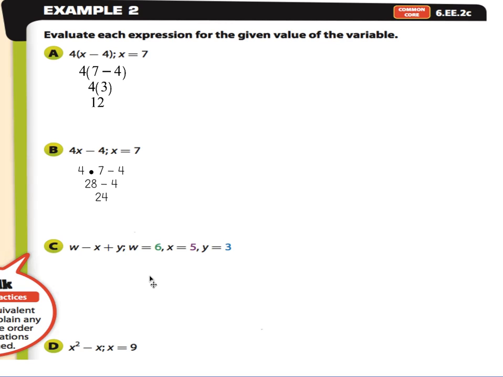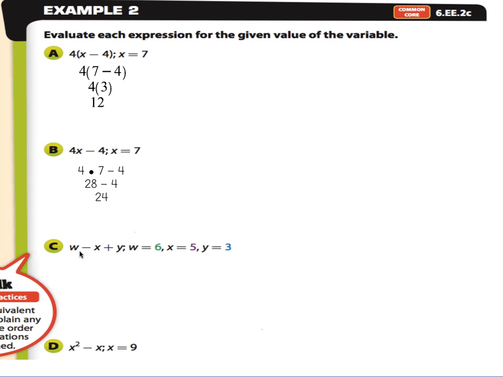All right, if you look at C, we have 3 different variables now. That shouldn't freak you out, because now what that means is you just have to pay really close attention to where you're putting your values. So here you'll notice that you have w minus x plus y, where w equals 6, x equals 5, and y equals 3. So wherever you see a w, you have to replace it with a 6. Wherever you see an x, you have to substitute a 5. And wherever you see a y, you have to substitute a 3.